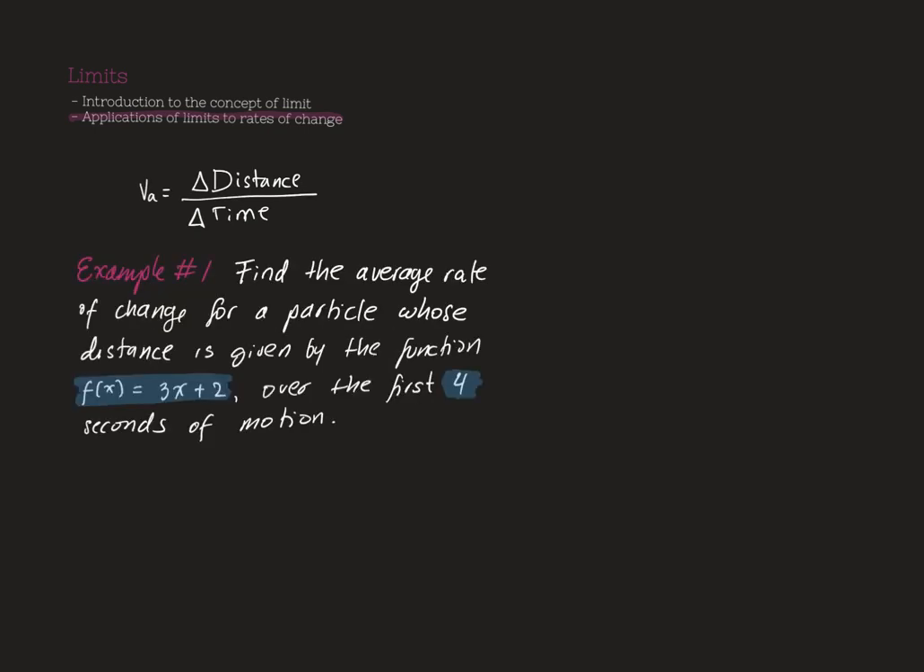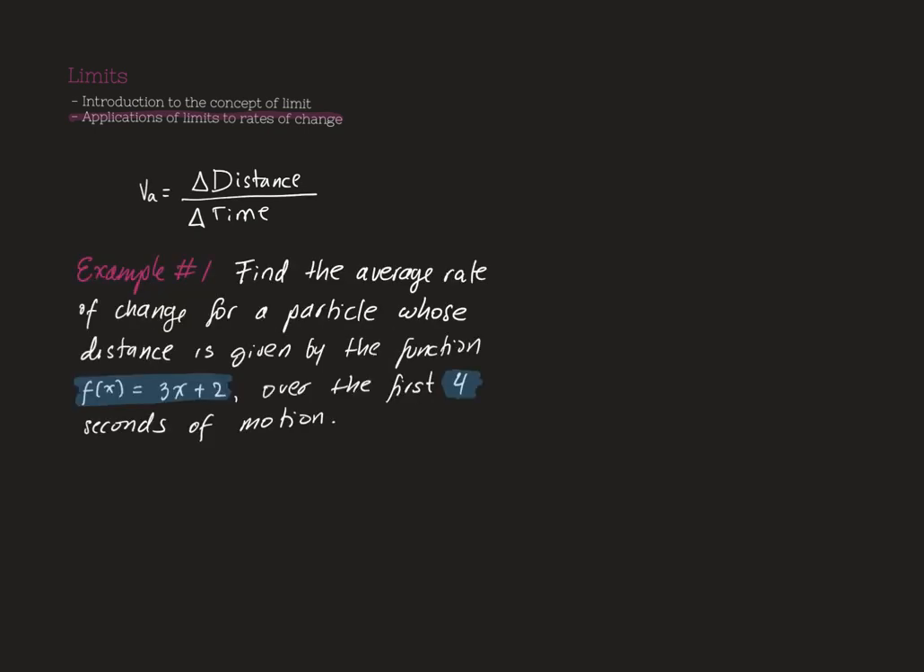An average rate of change or an average speed can be calculated by taking the distance traveled, so we're going to call that delta distance, over the time it took to cover that distance. For example, if you were to cover 8 kilometers in 2 seconds, then your average rate of change would be 4 kilometers per second.